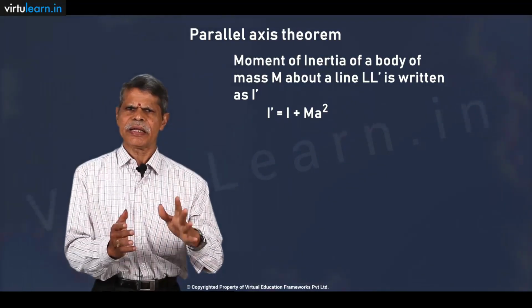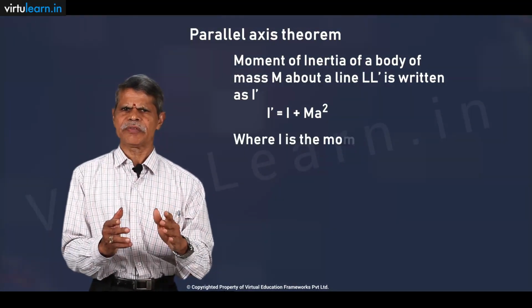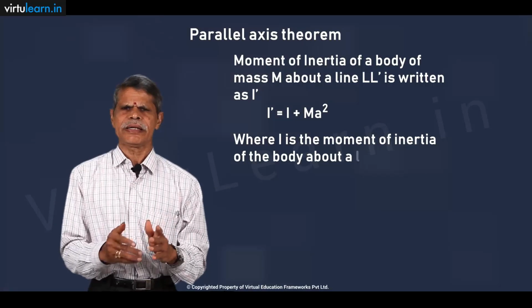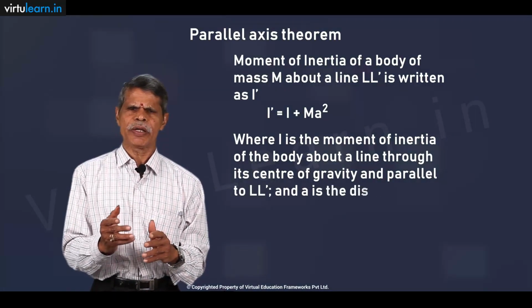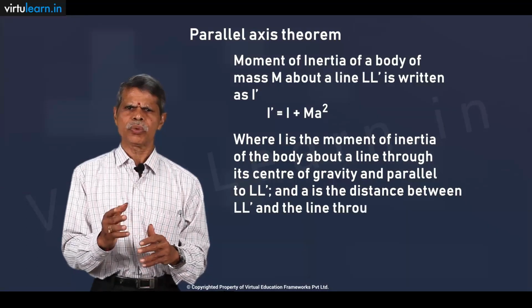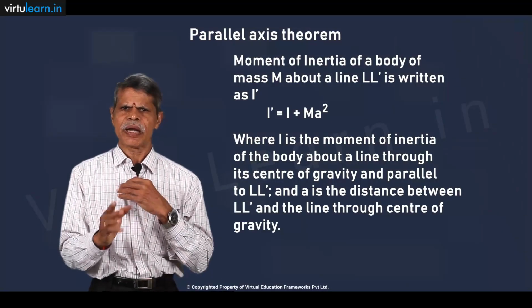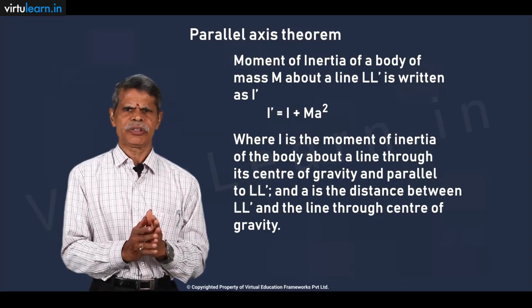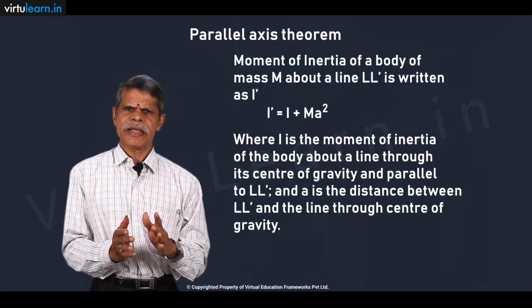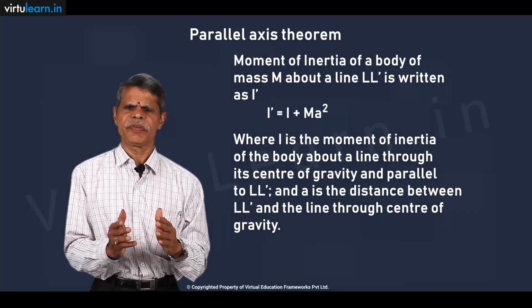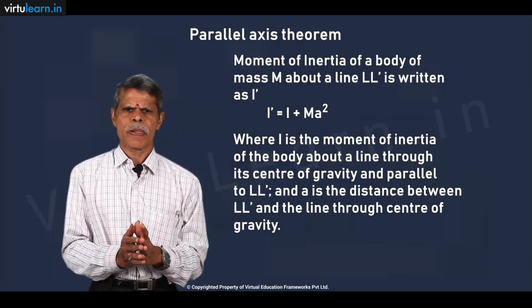What is I dash here? I dash is the moment of inertia of the body about the line L dash. What is I? I is the moment of inertia of the body about a line passing through the center of gravity and parallel to L dash. What is m? m is the mass of the body. What is a? a is the distance between the parallel lines.